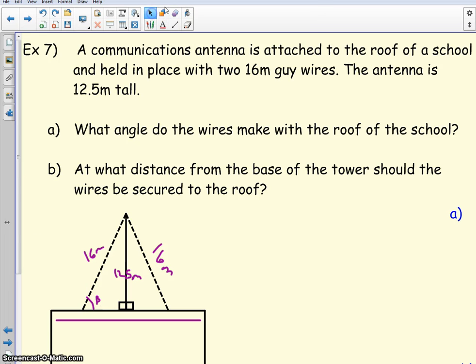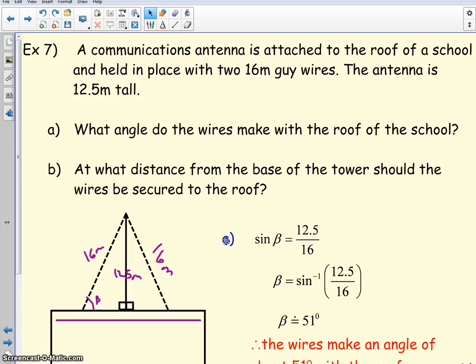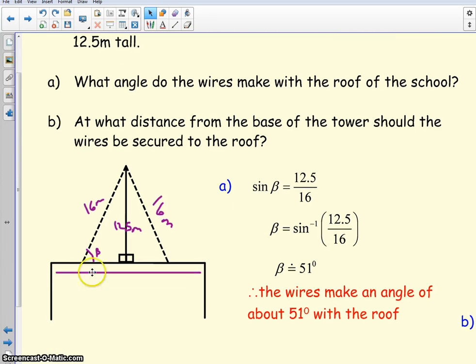Okay, hopefully you've given it a try now. Let's take a look at the answer. So for the first one, if you're working with this angle right down here, the 12.5 is your opposite side, the 16 is your hypotenuse. So sine of beta is your opposite over your hypotenuse, 12.5 over 16. Whenever you're solving for an angle, you have to use the inverse function. So you're going to take the inverse sine of 12.5 over 16, should give you about 51 degrees.